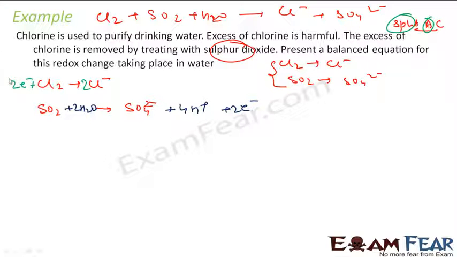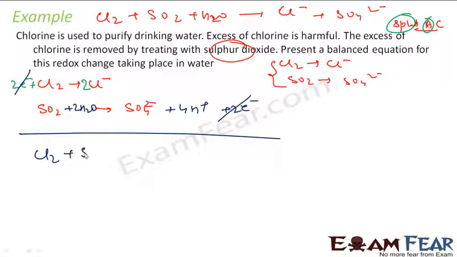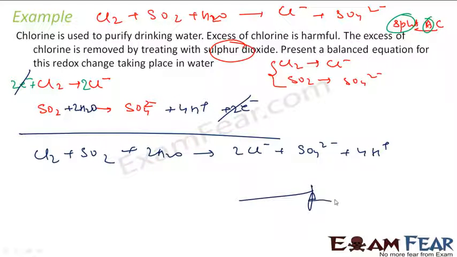Now if you see, this equation has 2 electrons, this has 2 electrons, we can just add these two equations, right? So if you add these two equations, the electrons will get cancelled. What you get is Cl2 plus SO2 plus 2 water molecules will give you 2Cl- plus SO4 2- plus 4H+, and that is my answer. Correct?